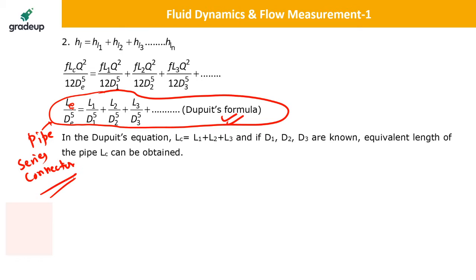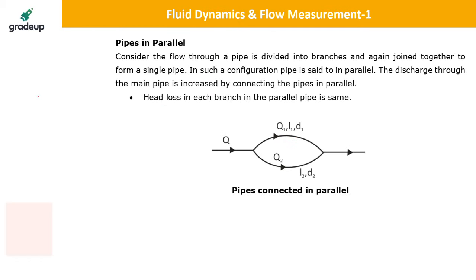For pipes in series connection, all the head loss will get added up. This is the formula of head loss I have already discussed with you. From here you can find the equivalent diameter or equivalent length of the pipe. The equivalent length is equal to all the lengths of the pipes added up, and the equivalent diameter you can find by using this relation.